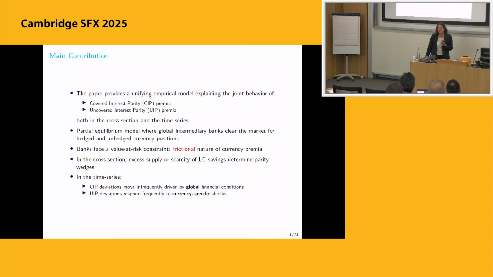So what they do is that they have a partial equilibrium model where intermediaries face some frictions, and these frictions are going to cause these CIP and UIP deviations to vary over time and in the cross-section. So let me show you why this is a hard problem.